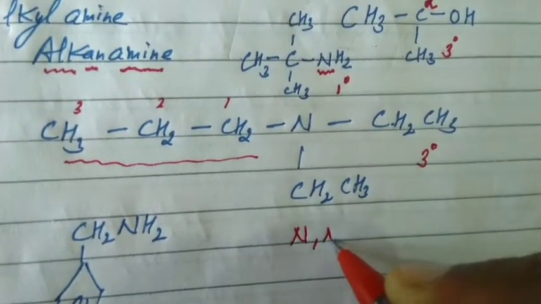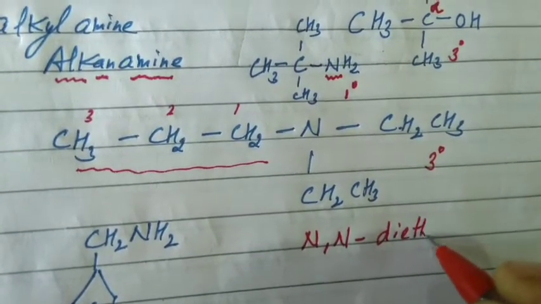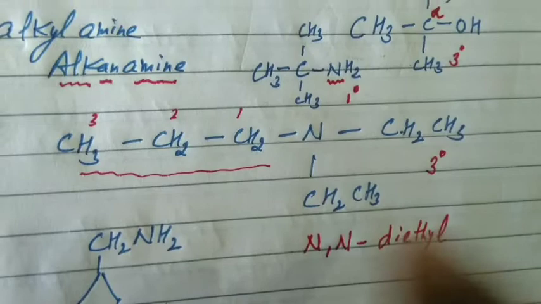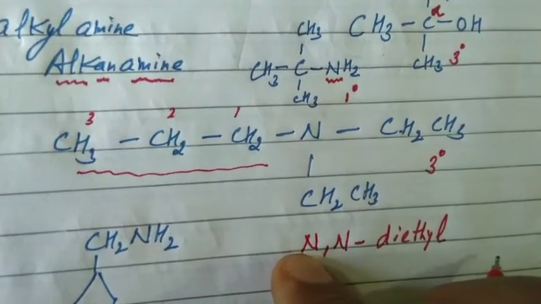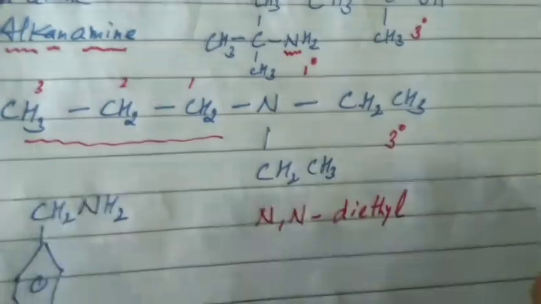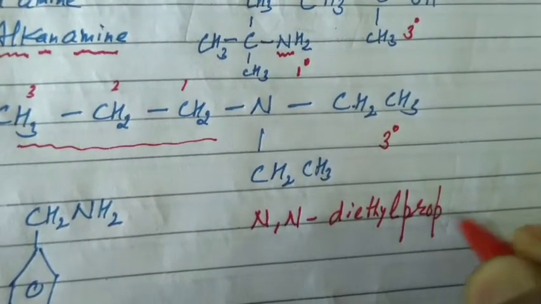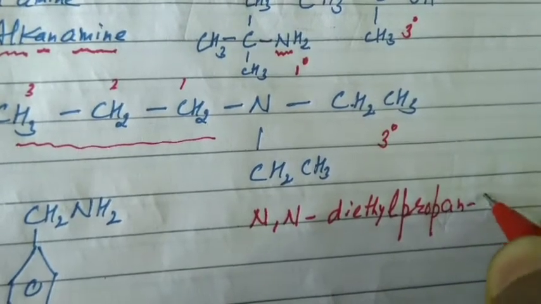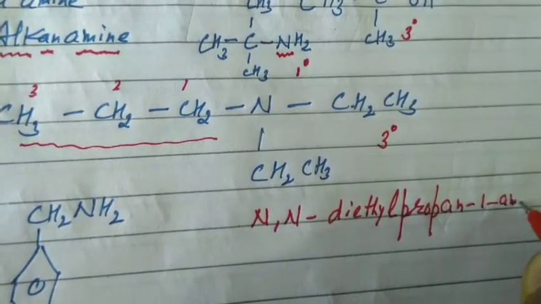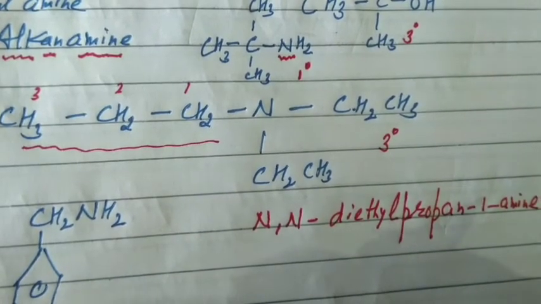N, N-diethyl. Because they are in link with the nitrogen atom, we use the letter N, not the number. N, N-diethyl. Now word root prop. Saturated, 1 amine. N, N-diethylpropane 1 amine.